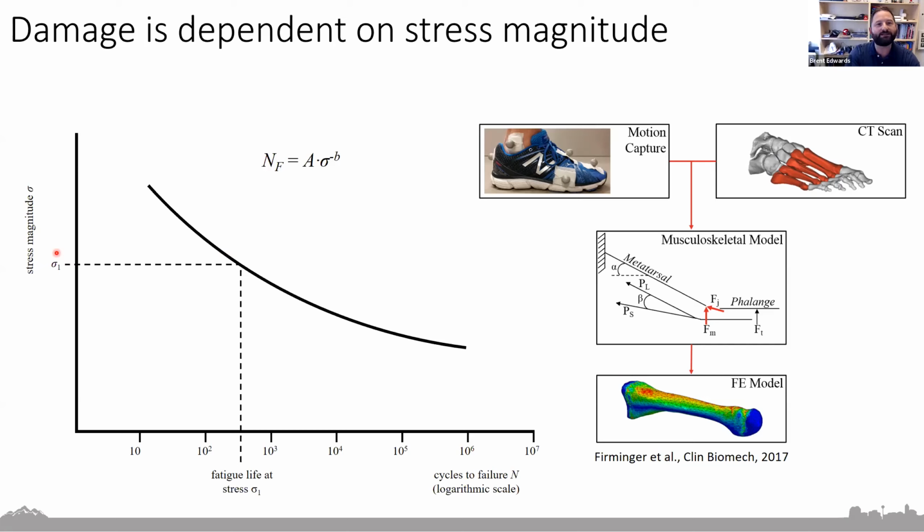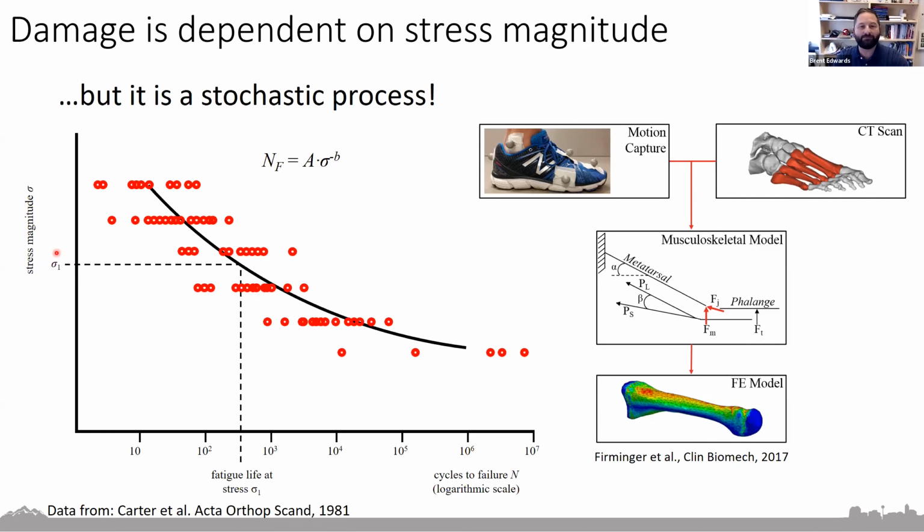And that's nice. The problem is that when we in fact look at empirical data that are used to create this curve, it kind of looks like this. It's a very stochastic process. It's randomly distributed about this best fit curve.